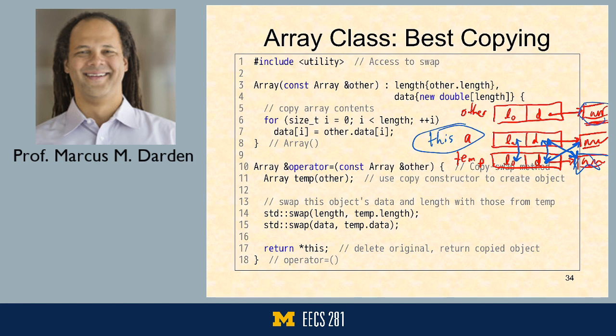But what's also very cool about this is temp is going out of scope. It's going to have its destructor called. And right now, temp's data pointer is pointing at this old data. So when temp goes out of scope, it calls its destructor and cleans up A's old data. And in this way, we don't have to worry about doing the cleanup ourselves.